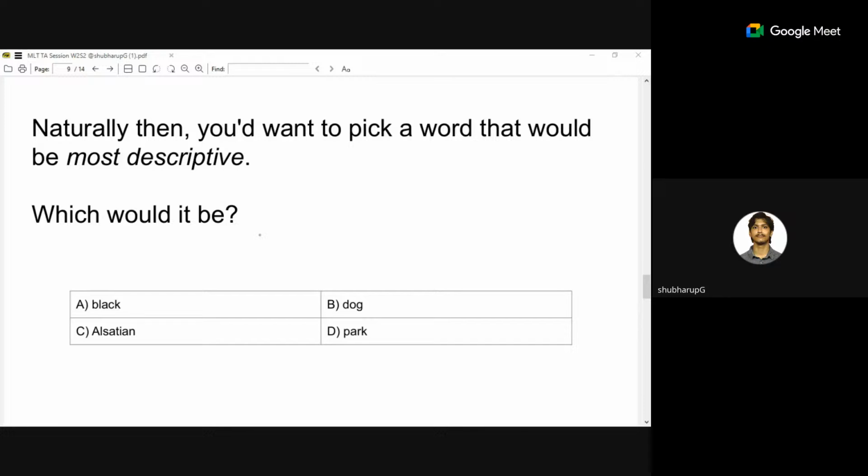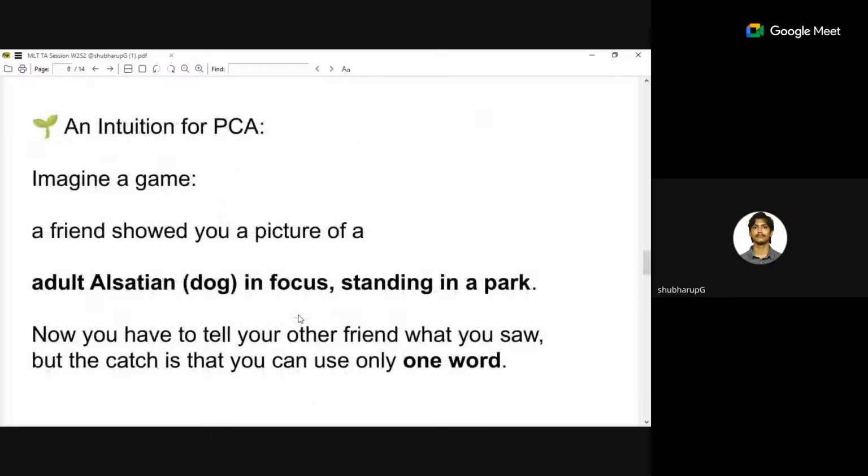And this, like I said, the entity dog was in focus. So it's not the park which is primary. So it's not a picture of a park with a dog in it. It's a picture of a dog in a park, right? So it covers the important parts.